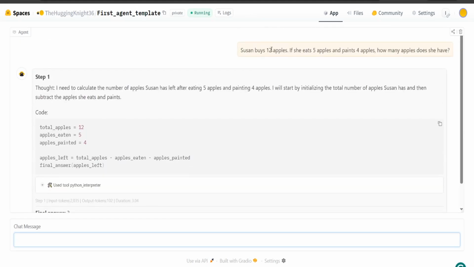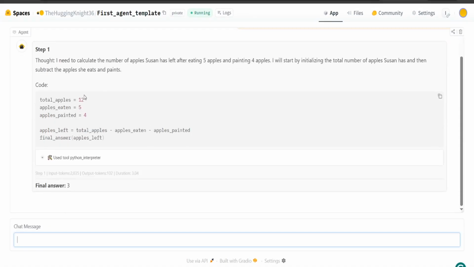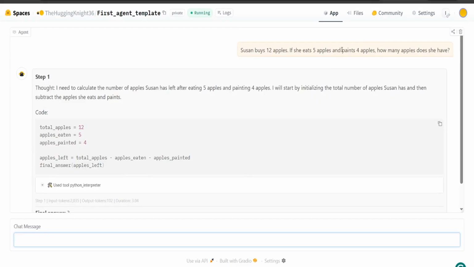And a real person would have assumed 7 because from the 12, she only eats 5. She would have 7 apples left. Painting 4 apples does not remove the apples from the count. The apples are still there, just in a different color. And as you can see here, the AI subtracted the 5 and the 4. All the numbers it saw, it applied them, and that's how it got 3. And this is not correct, because as I mentioned, painting the apples does not remove them from the count.